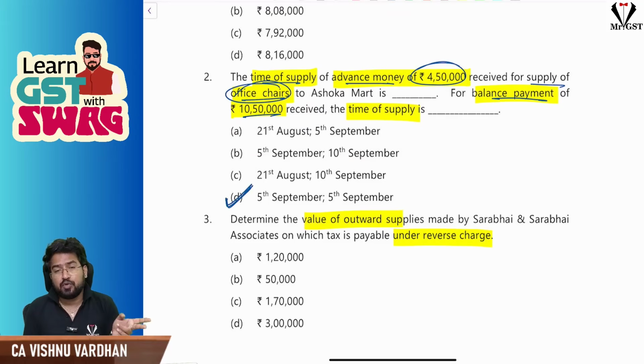Because for both advance and balance payment in time of supply of goods, Section 12(2), the answer will be the same. So 5th September, 5th September. This is the option where you have both the dates same. So that will be the answer.